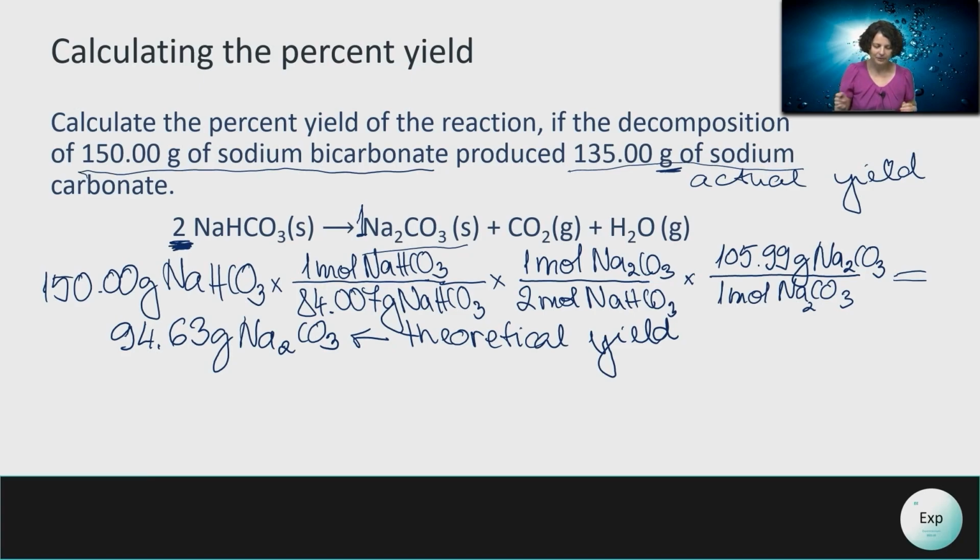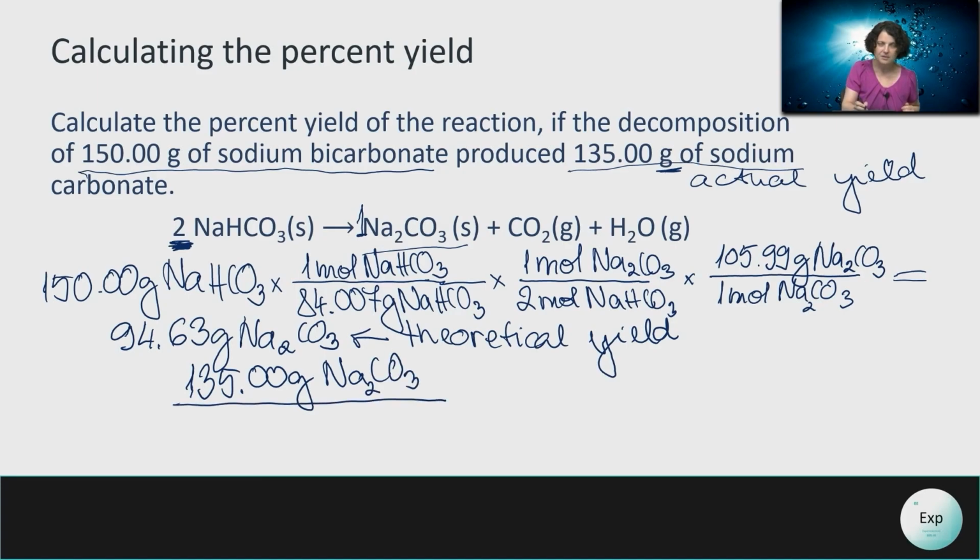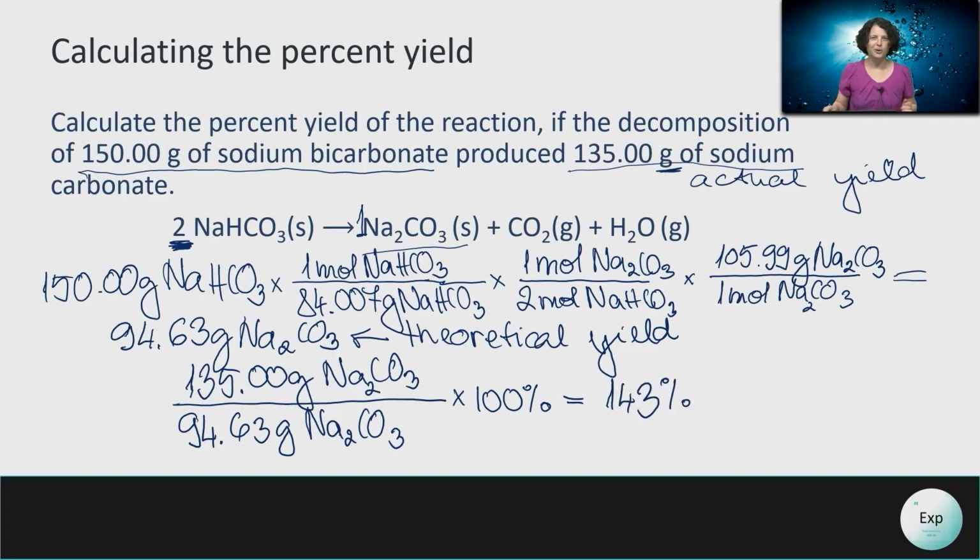But this is not what we have. Our actual yield is 135.00 grams of sodium carbonate. We divide this by the theoretical yield expressed in grams of sodium carbonate, so 94.63 grams of sodium carbonate. We multiply the ratio by 100%, and we find that we have 143%, which is just impossible.